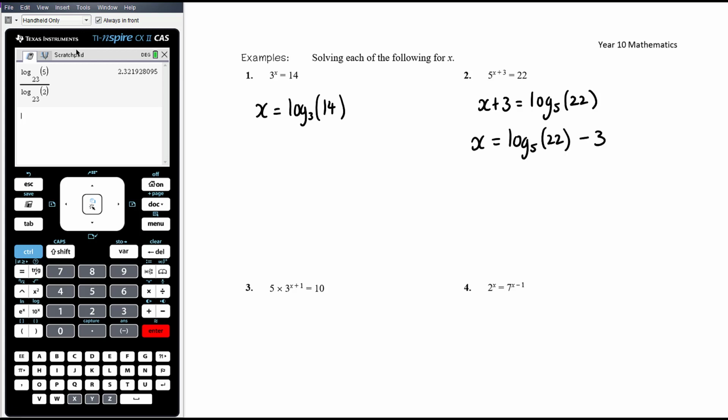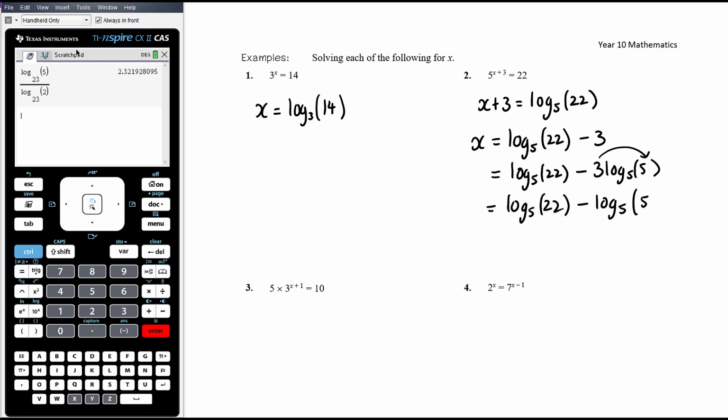Now you can stop at that point. There is absolutely nothing wrong with that. If you want though, you could focus on trying to write your answer as a single log. So log base 5 of 22 minus 3 times log base 5 of 5. The 3 can go up into the power, because log base 5 of 5 is 1, remember. So we get log base 5 of 22 minus log base 5 of 5 cubed, which is 125. We're subtracting logs, and so this is the same as log base 5 of 22 on 125. That isn't to say the answer up here isn't perfectly correct, you've answered the question, but this is also the same thing.